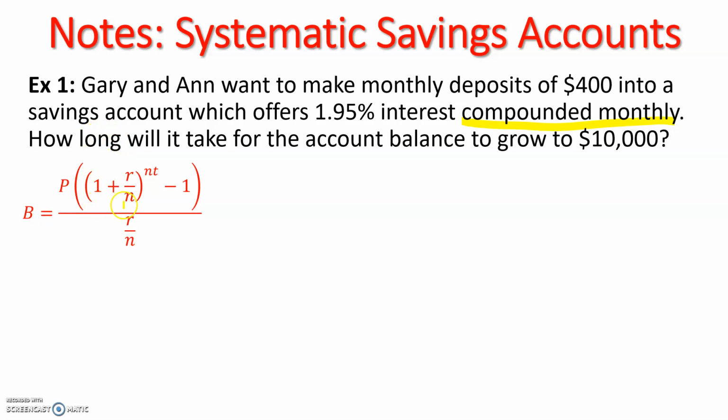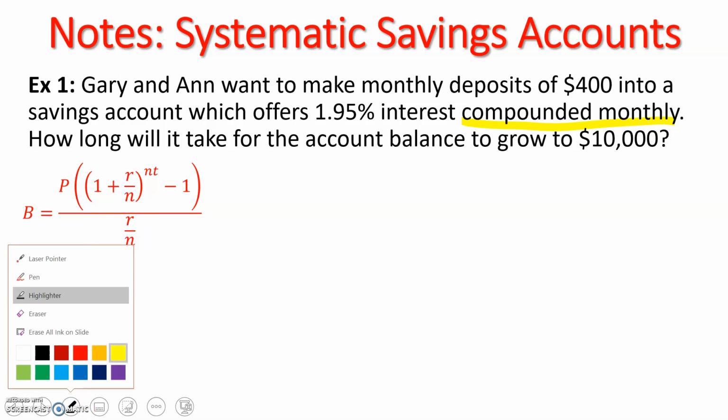times the quantity, 1 plus R over N, all raised to the power of N times T, minus 1, all over R over N. And remember, B is the balance, P is the principal, R is the interest rate, N is the compounding frequency, and T is time. So what we need to do is identify what each of our variables are.